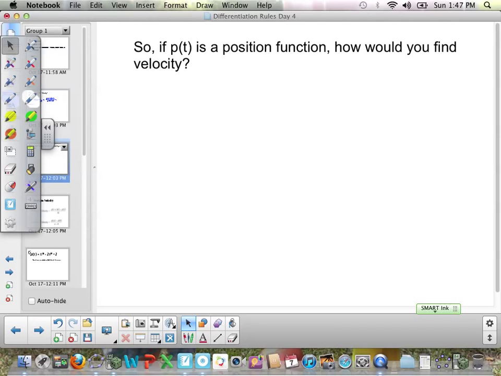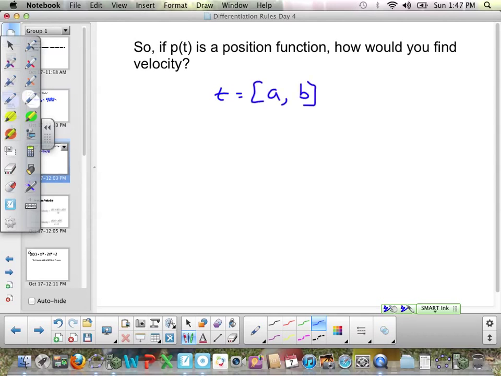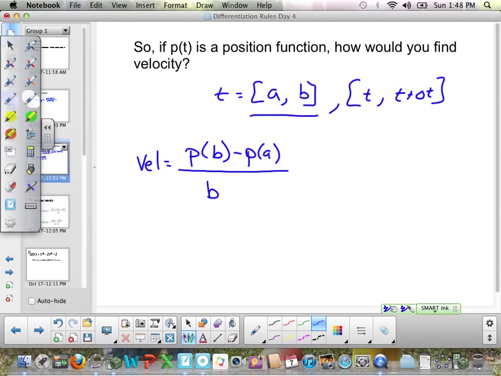Well, first, we would have to have two times. We could say time ranges from A to B, or you want to look at it in a calculus way we've done before, time, and then a little bit more time, t plus change in time. Looking at this approach, we get velocity equals the position at time B minus the position at time A over the times B minus A subtracted themselves.